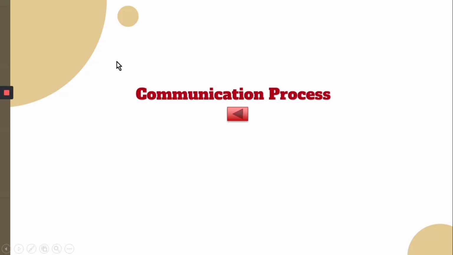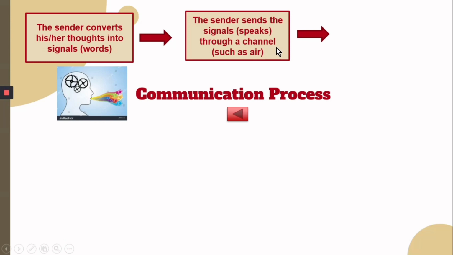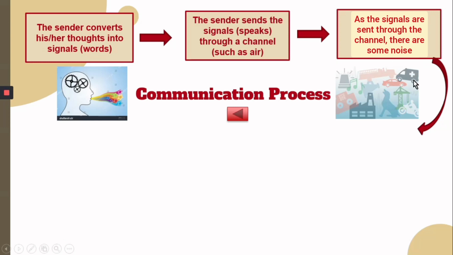The process starts when the speaker converts or encodes her thoughts into signals. This happens in the mind of the speaker, where she constructs her thoughts into sentences. Once the speaker has converted her thoughts, she will now send the signals through a channel such as air or microphone. On this part, as the signals are sent through the channel, there might be some noise like loud music and vehicle engines that may reduce the quality of the signals.